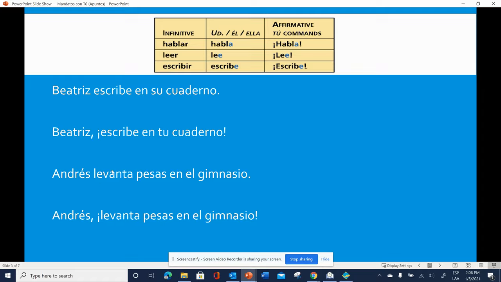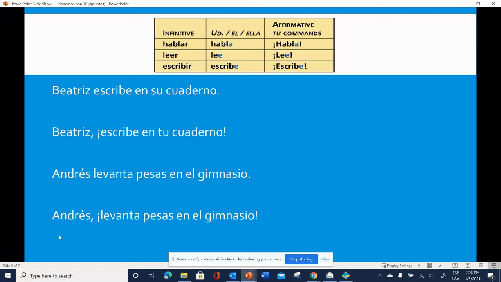So here in these sentences, I have the verb levantar pesas, right? And they're conjugated. So I'm going to say it. I want you to think, which one do you think it is? Andrés, levanta pesas en el gimnasio. So I'm going to say it again. Andrés, levanta pesas en el gimnasio. So is that the statement or the command? So the way I was saying it, it was the command.